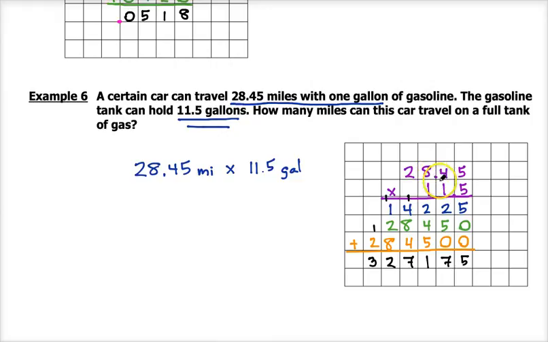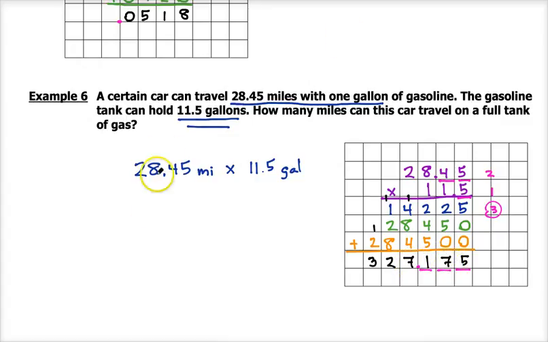So our first factor had 2 decimal places, 1, 2. Our second factor had 1 decimal place, so our answer should have 3. Here's 1, here's 2, here's 3. So 327.175. And I didn't estimate at the beginning.